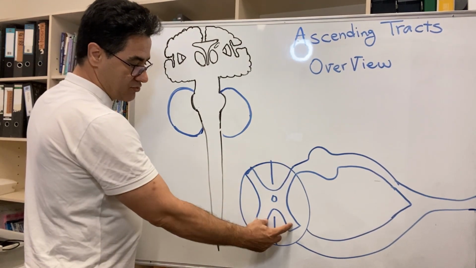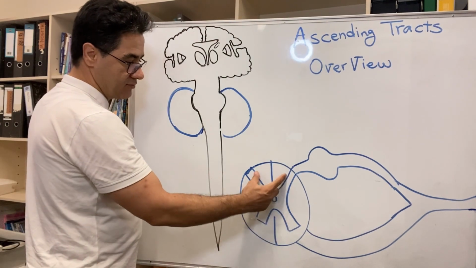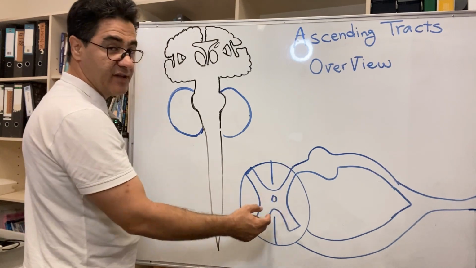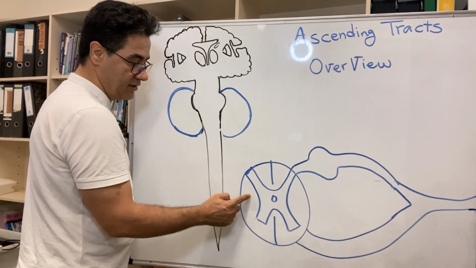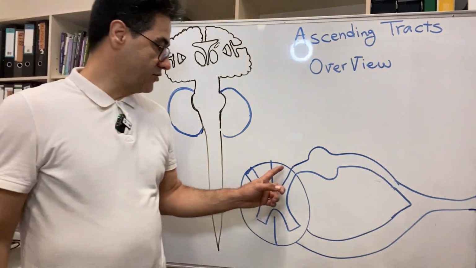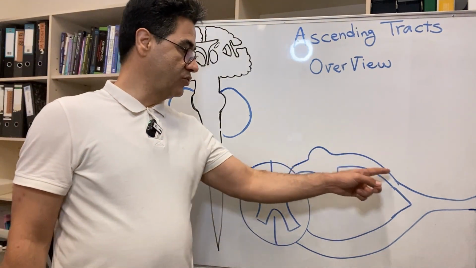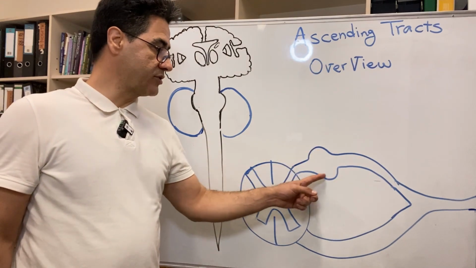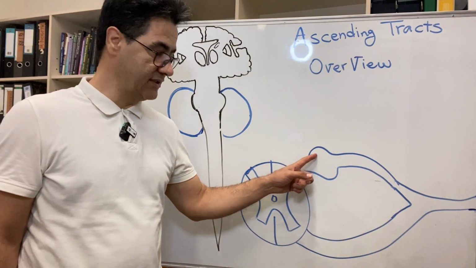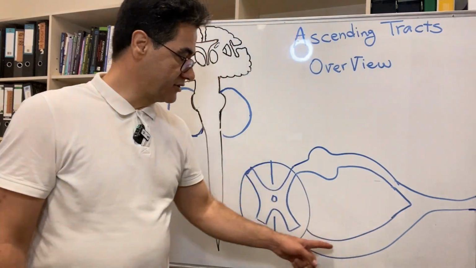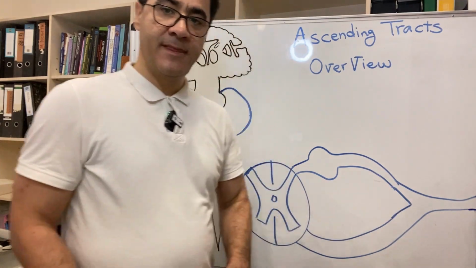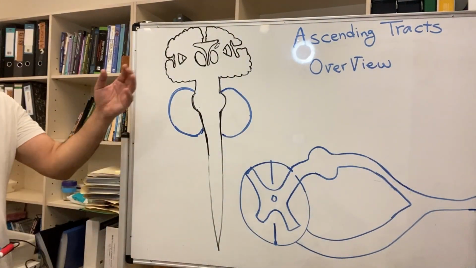So gray matter has two horns, ventral horns anteriorly, dorsal horns posteriorly, and white matter has different columns. So it's called lateral columns, ventral columns, and dorsal columns. And here outside the spinal cord you can see the dorsal root. On the way of the dorsal root we have this bulb, called the dorsal root ganglion, and anteriorly we have the ventral root. And these two roots come together and make a spinal nerve. So we have lots of ascending tracts.